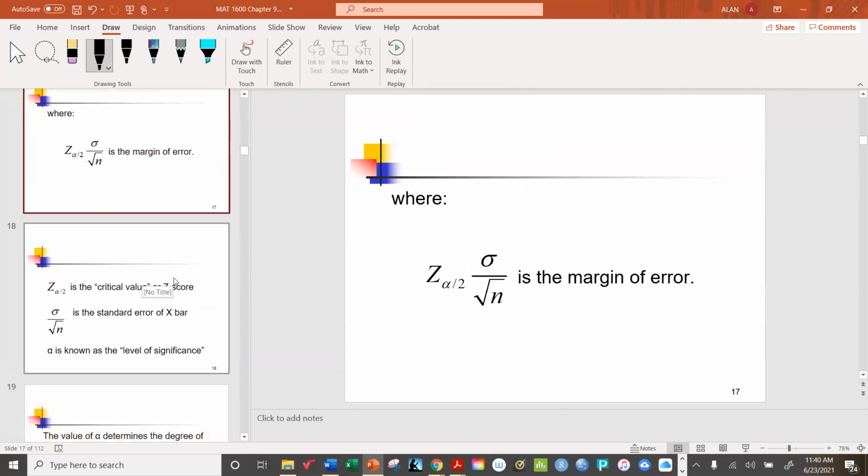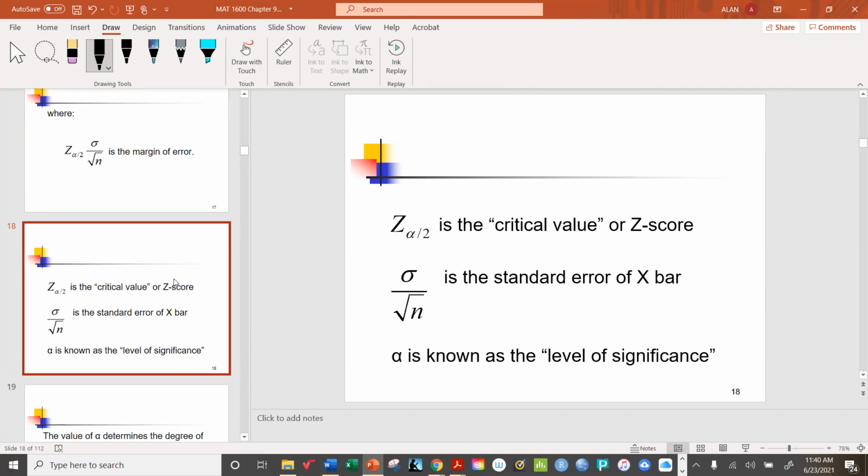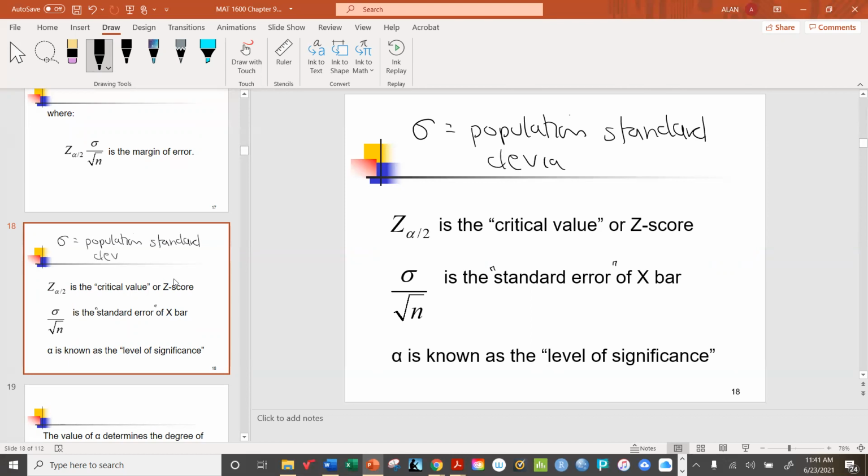The Z by itself is called a critical value or Z-score. The sigma over the square root of n is called the standard error of X bar. And of course, just as a quick reminder, sigma would be the population standard deviation. I don't think you've forgotten that, but I just want to mention it again. Sigma represents the population standard deviation. Now, this is the new part. Alpha is referred to as the level of significance.